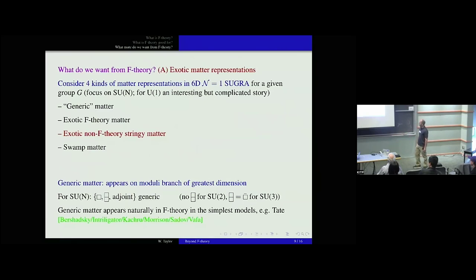So generic matter, you can rigorously define. I should have put a reference to a paper with my former student Andrew Turner, that the notion of generic matter can be formalized by thinking of it as the matter that appears on the moduli branch of greatest dimension where we fix the gauge group. So for instance, if we fix the gauge group SU(N), then the moduli space branch with the largest dimension has just fundamental, antisymmetric and adjoint matter.